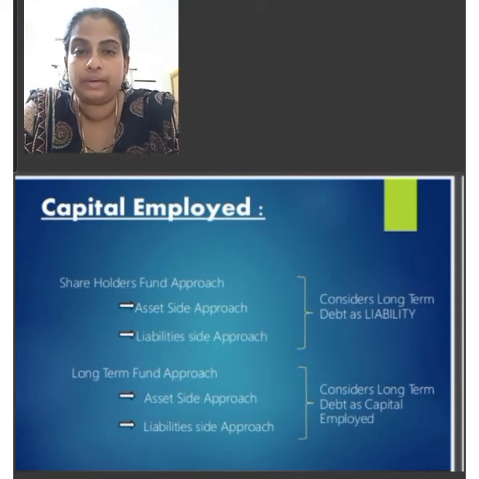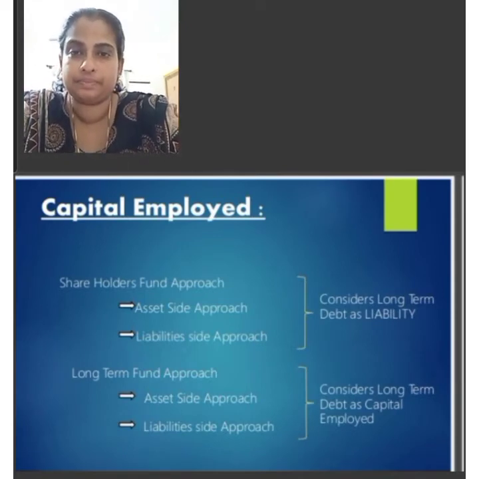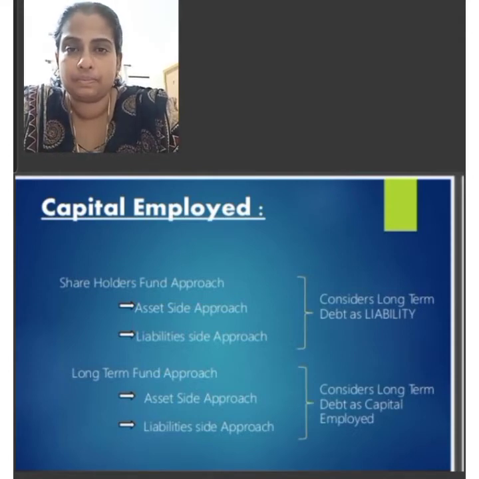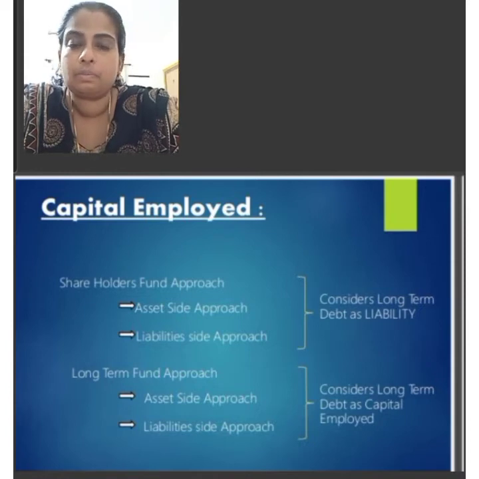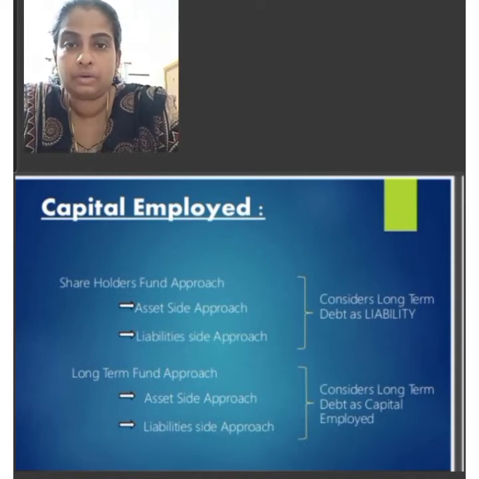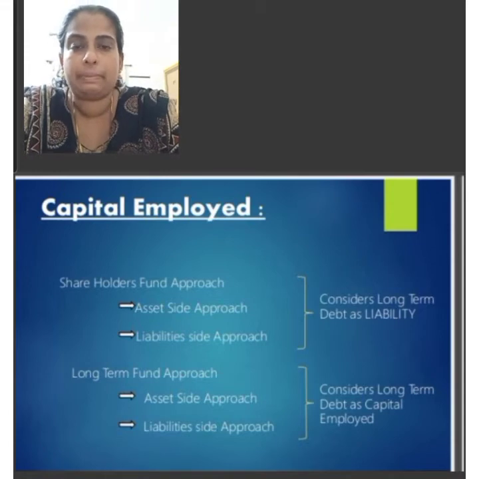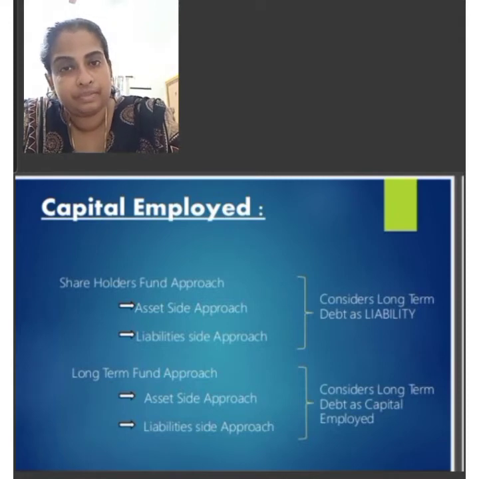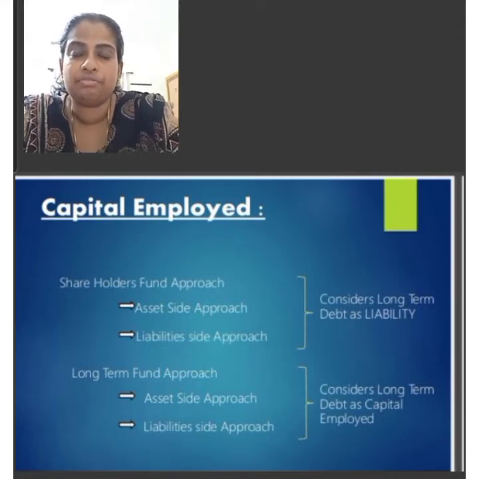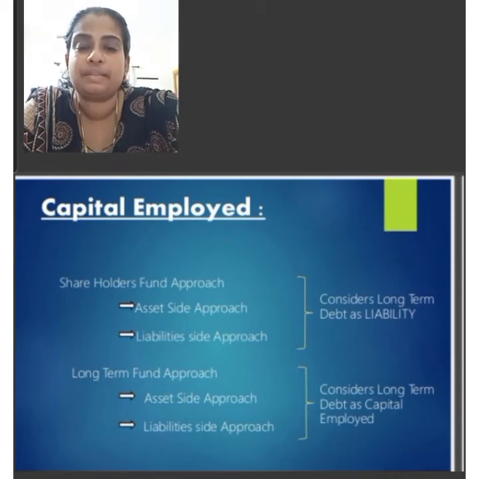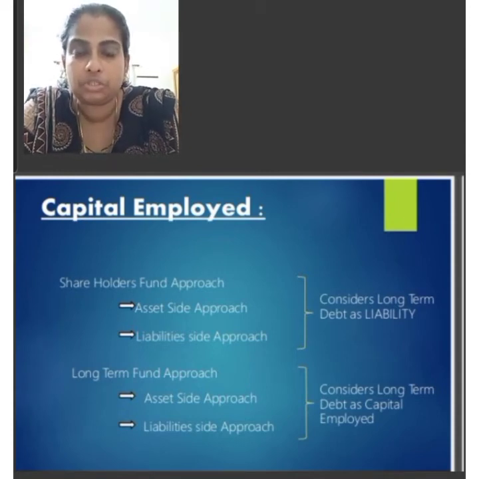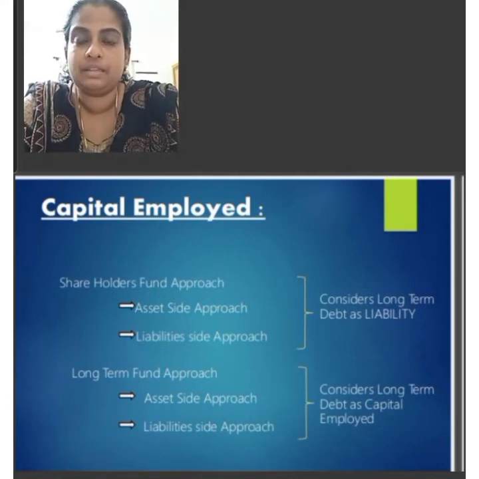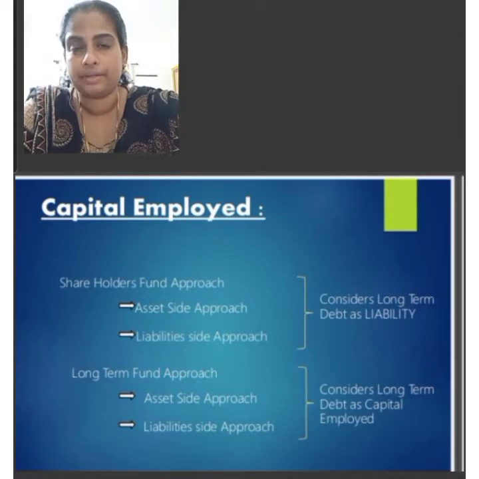Now we are going to calculate the amount of capital employed. Sometimes the amount of capital employed is already given in the problem, otherwise it is not given. In that situation, our duty is to calculate the amount of capital employed. There are three methods for calculating the amount of capital employed. The first method is by adding equity or shareholders' funds with the amount of long-term debt. Then you will get the amount of capital employed.